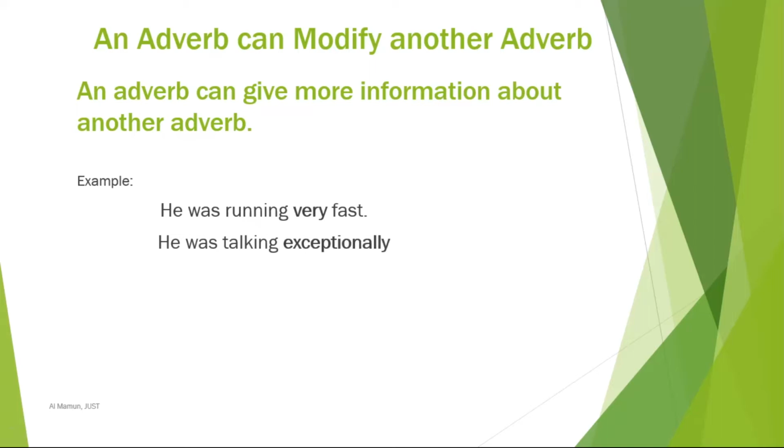He was talking exceptionally loudly. So how loudly is an adverb? It is referring to the verb talking, but how loudly was he talking? Exceptionally loudly. So exceptionally modifies the adverb loudly. He plays tennis quite well. So he plays tennis well. So well is an adverb, and here quite is another adverb which modifies the adverb well.